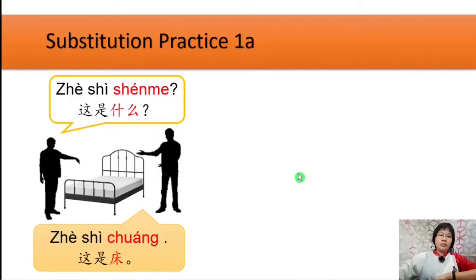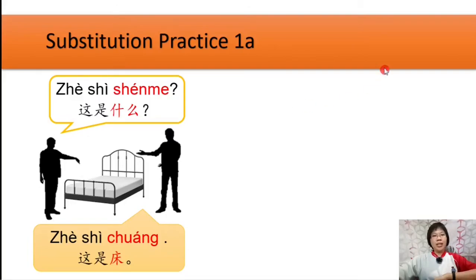Remember, our first learning objective is to identify items inside your room. In order to identify, this is one of the very important keywords. Let's read. 这是什么？Any idea what's the meaning of 什么？Yes, 什么 means apa, what. 这是什么 means what is this?